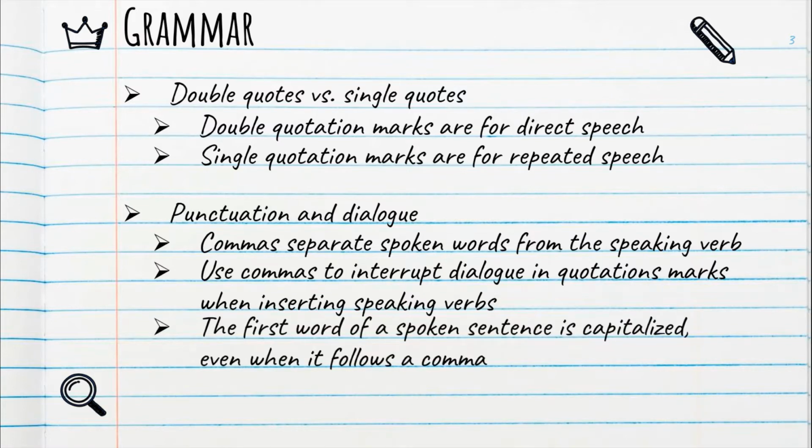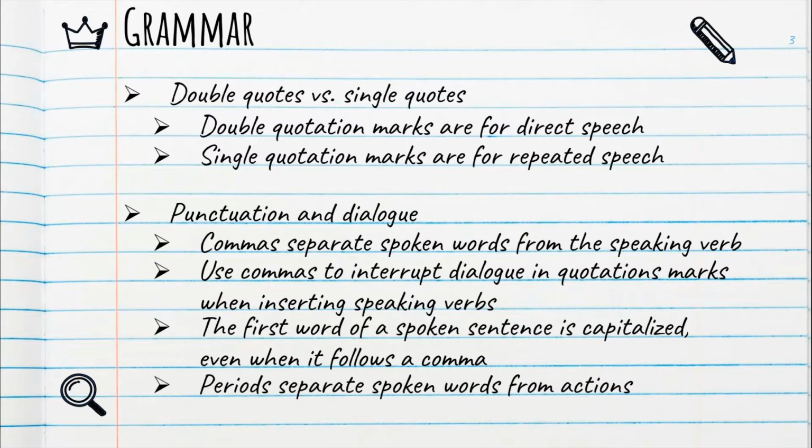The first word of a spoken sentence is capitalized, even when it follows a comma. This is actually really important because it can be confusing. This character said, comma, double quote, What's for lunch? The W is capitalized, even though it's not following a period. The direct quote, the actual spoken sentence, is a separate sentence. Therefore, it has a capital letter at the start. What's for lunch? That W will be capitalized because it's the start of a sentence, even though it's following a comma.